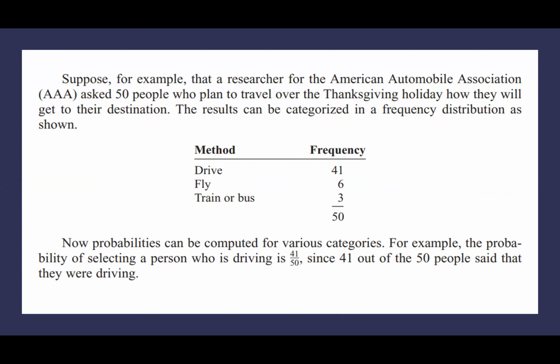Suppose, for example, that a researcher for the American Automobile Association asked 50 people who plan to travel over the Thanksgiving holiday how they will get to their destination. The results can be categorized in a frequency distribution as shown. The methods are driving, flying, and train or bus. The frequencies are 41, 6, and 3. Now, the probability can be computed for various categories. For example, the probability of selecting a person who is driving is 41 divided by 50, since 41 out of the 50 people said that they are driving.